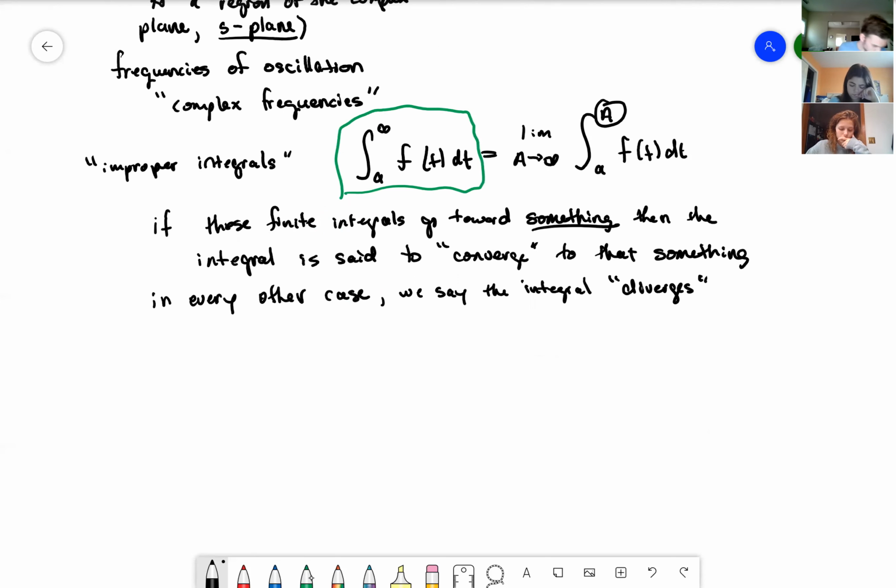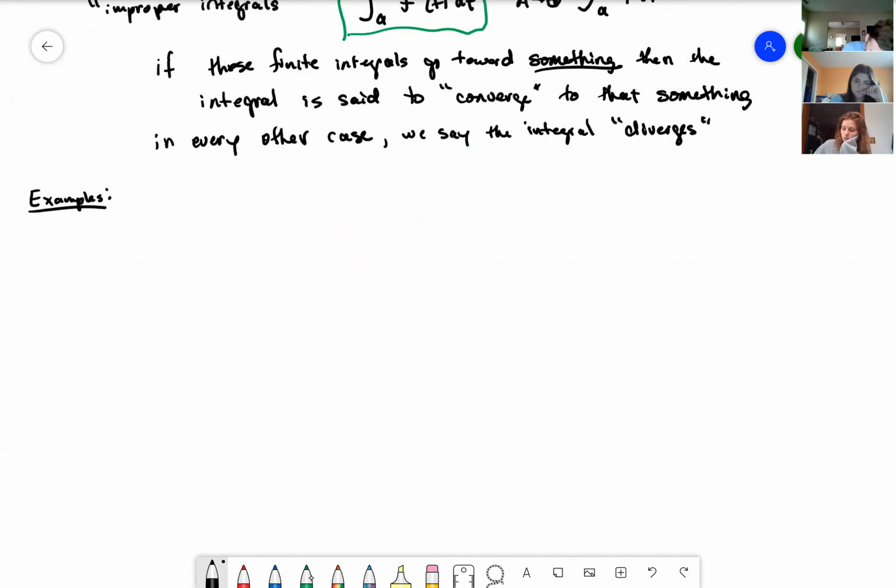Okay, now some examples. One of the most important questions that we can ask about an improper integral. I'll just go quickly through some examples. These will be illustrative of some of the situations that we'll deal with in Laplace transforms. So the integral from 1 to infinity of dt over t. Now, if we rewrite this as the limit as a goes to infinity, the integral from 1 to a of dt over t.